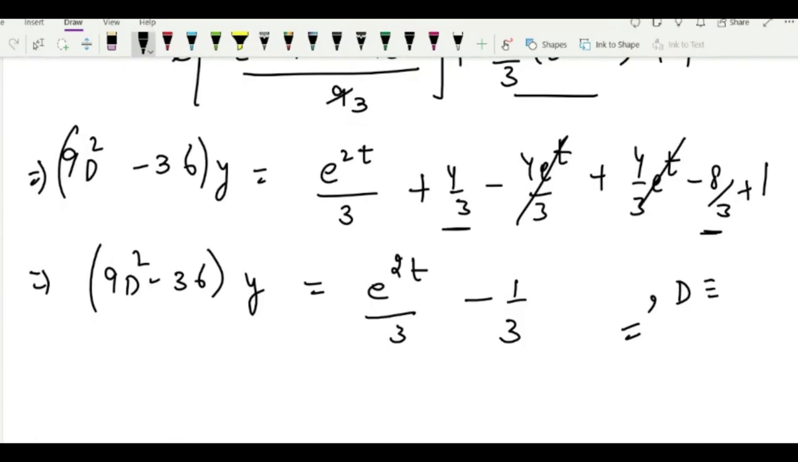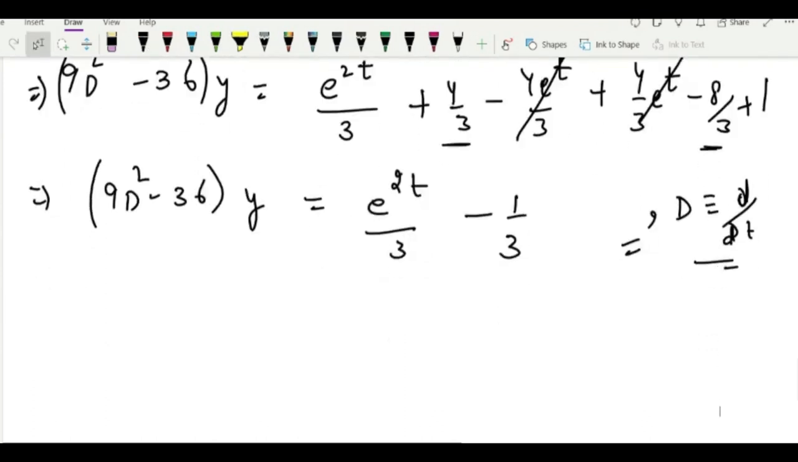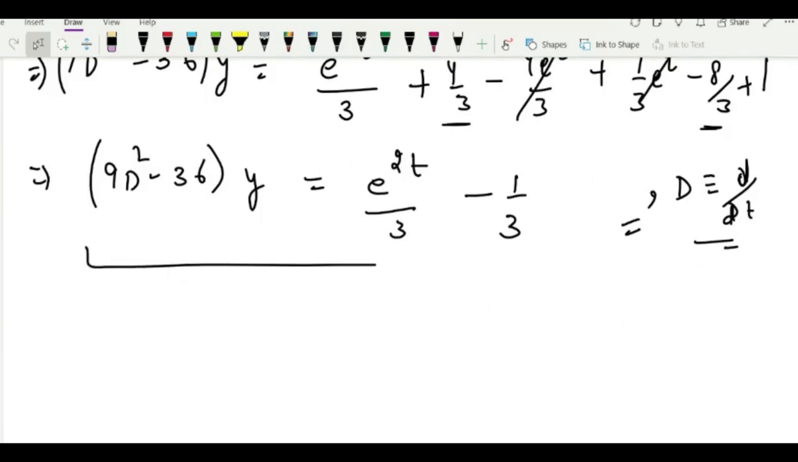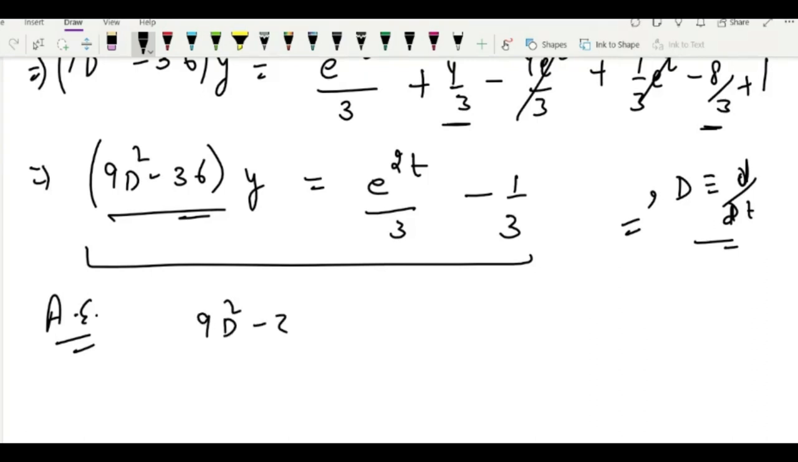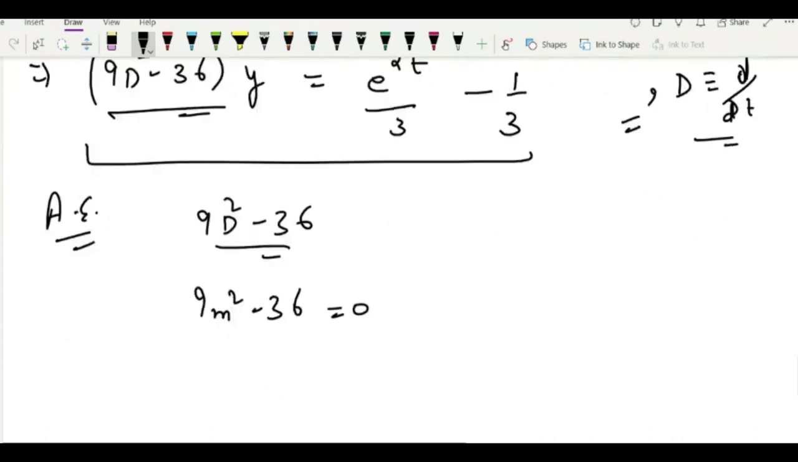In a similar way, we can solve this equation. Here D stands for d upon dt, because this is an ordinary differential equation in the independent variable t. So in a similar way, we can find CF and PI here. When we find CF, first we have to find the auxiliary equation. So the auxiliary equation is 9D square minus 36. Put m in this: 9m square minus 36 is equal to 0.